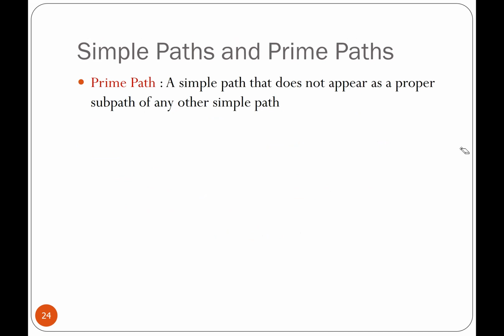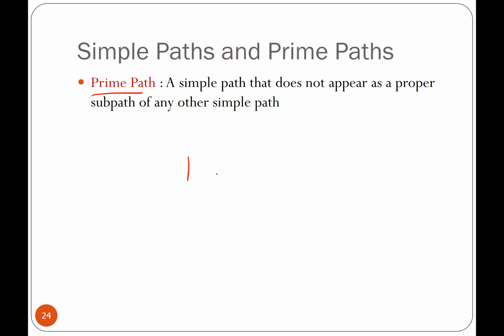Now, we understood the concept of a path. Now we need to understand the concept of a prime path. A prime path is kind of like the biggest simple paths, with an S at the end, that cannot be subsumed by another simple path. What does this mean?